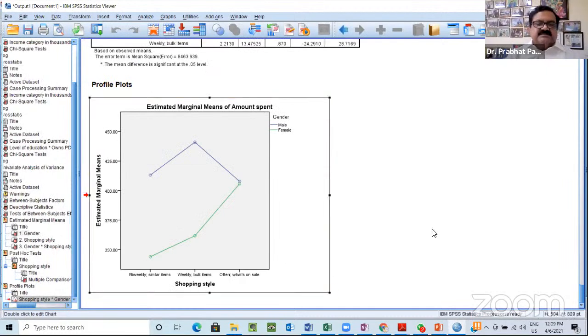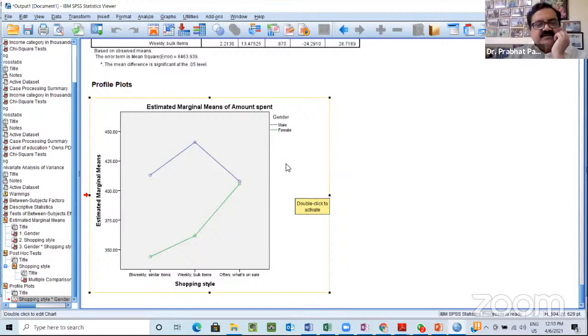This graph is very interesting in the ANOVA model. The blue graph is male and the green graph you can see is the female. And if you look at the bi-weekly similar item purchaser, the female purchase is far less than the male purchase. So the male bi-weekly purchaser will buy more than the female. And the male weekly purchaser is also again going to purchase more than the female. But on the often customers, they are almost the same. So male and female behave the same way.